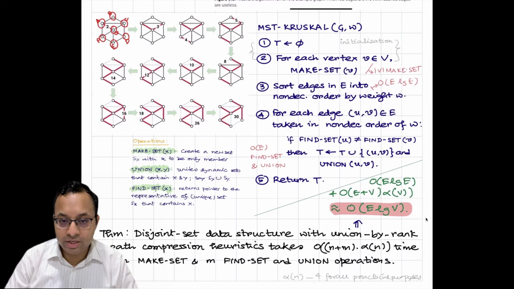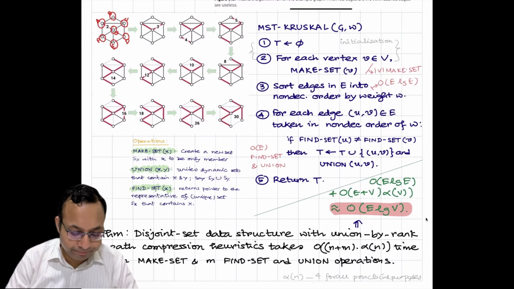So the second step had roughly V make set operations. We'll see the implementation of make set later. And the sorting will take E log E time, as any n log n time algorithm would, to sort E number of edges. So here I'm using V to show the cardinality of V as well, and E to show the cardinality of E as well. Slight abuse of the notation.